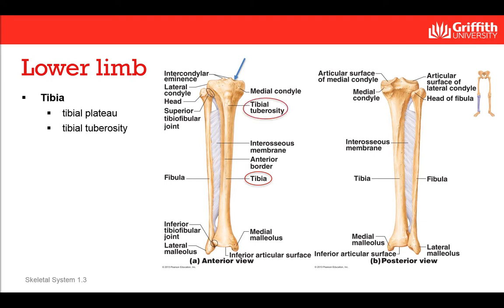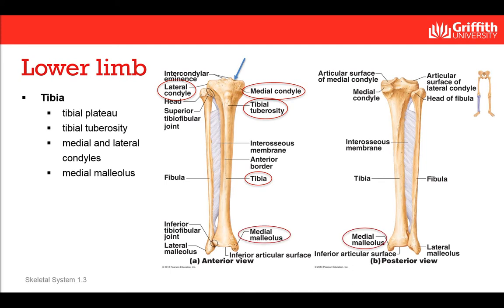The tibial tuberosity is the prominence where the thick patellar ligament attaches the quadriceps muscles via the patellar tendon to the tibia. The medial and lateral condyles, remember condyles form joints, receive the distal femur to form the knee joint. Distally on the tibia, the medial malleolus forms a bulge at the ankle.